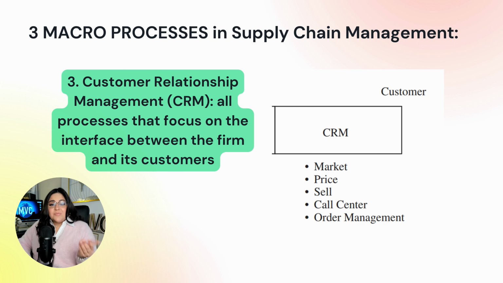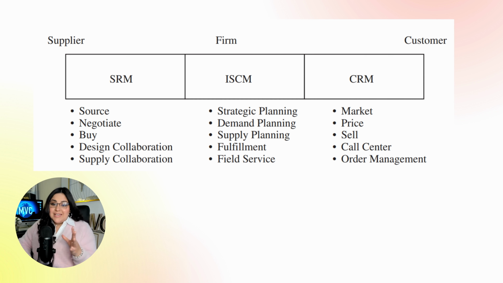So here we can see the 3 types of macro processes put all together, as you could call it, a flow or more of a graph showing how the progression might be. On one end, you have the SRM processes, which are supplier relationship management. That's on one side of the spectrum. On that side, we have everything that deals with the company and the supplier.